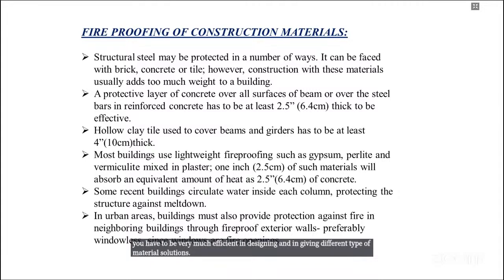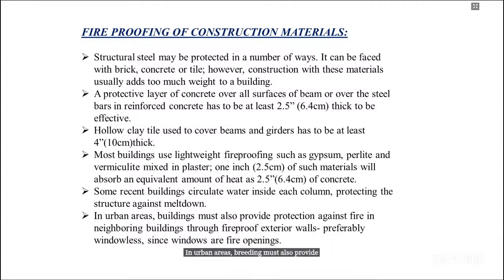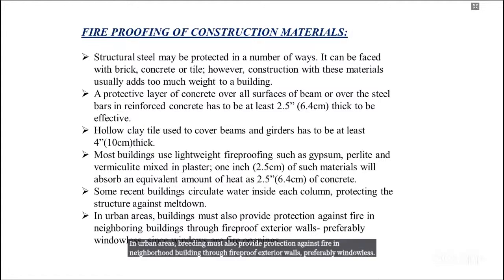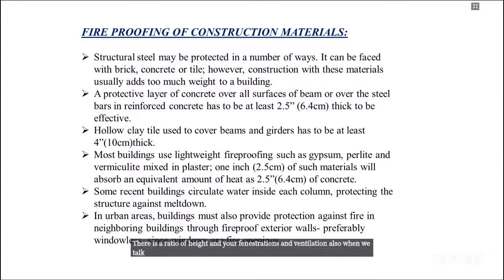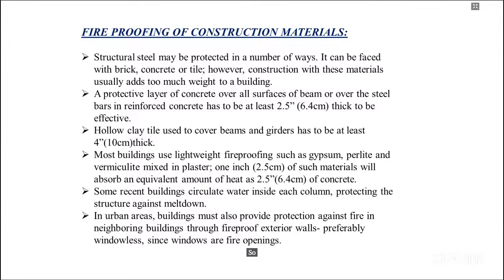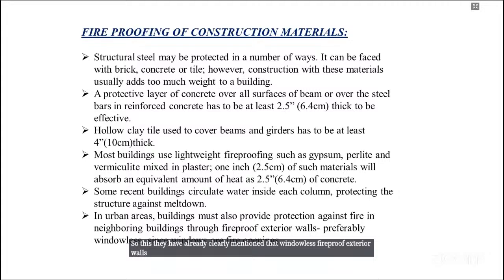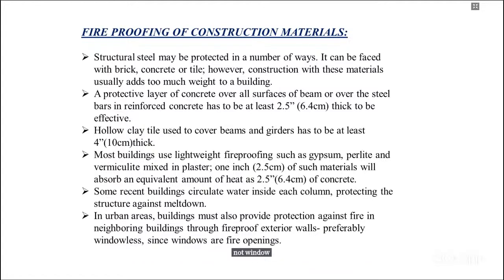In urban areas, buildings must also provide protection against fire in the neighborhood, through fireproof exterior walls, preferably windowless, since windows are fire openings. Once I gave you one example in the earlier slides: there is a ratio of height and your fenestrations and ventilation when we talk about this fire safety factor. They have clearly mentioned fireproof exterior walls, preferably windowless. Not windowless exactly, there are certain more terminologies about this also.